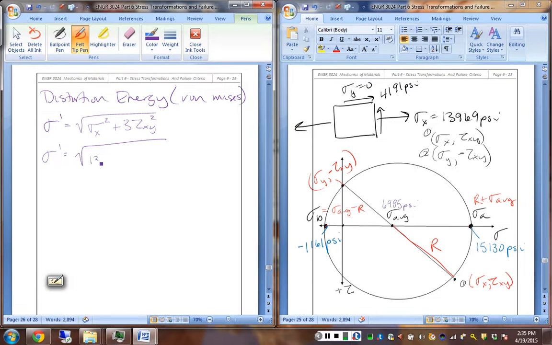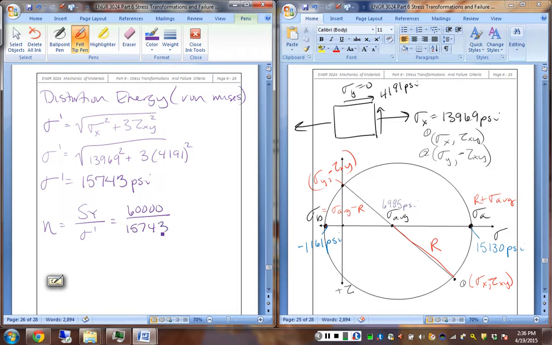So that is the square root of 13,969 squared plus 3 times 4191 squared, which is 15,743 for our von Mises equivalent stress. Factor of safety for von Mises is the tensile yield strength of the material over the von Mises equivalent. So again, our 60,000 divided by the von Mises equivalent, 15,743, is 3.81.